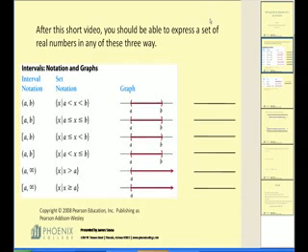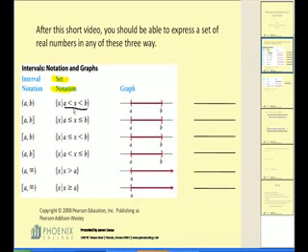Now this looks a little busy. What I'd like you to do is focus in on the second column, and the second column is called set notation. And the way you read this, you would say x such that a is less than x less than b. And again, what I want to focus on is this compound inequality here. And you can see that x is less than b and x is greater than a.